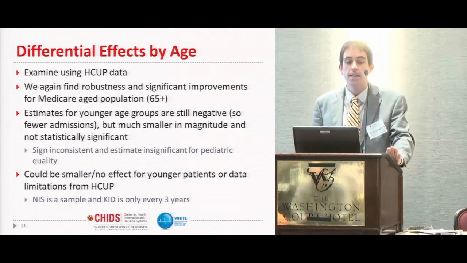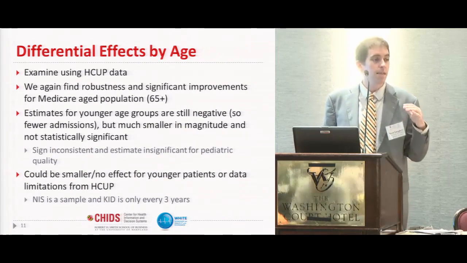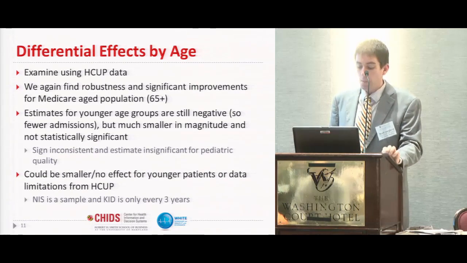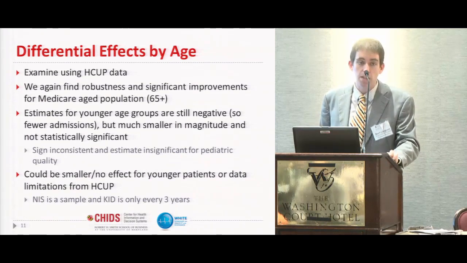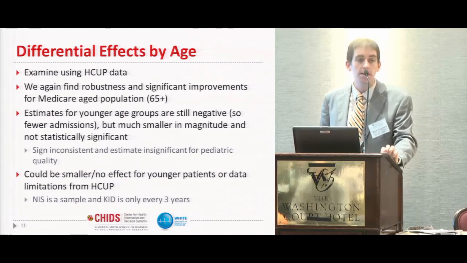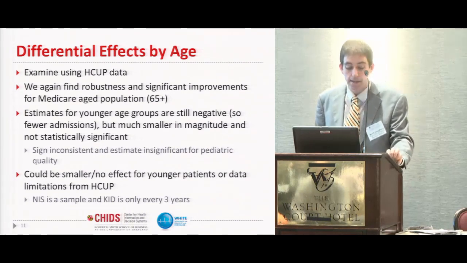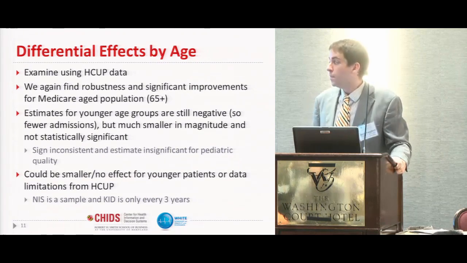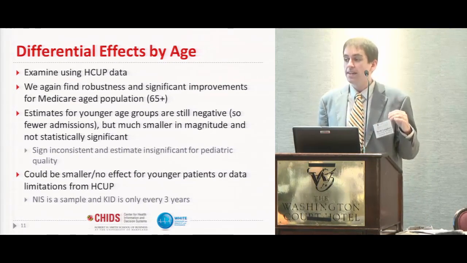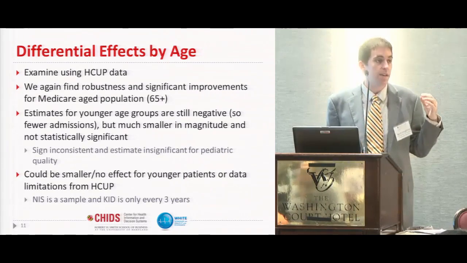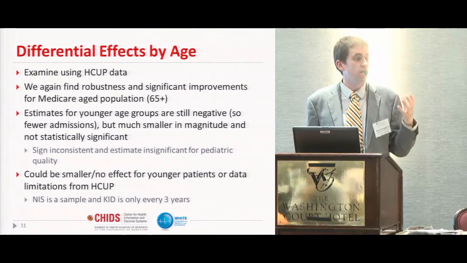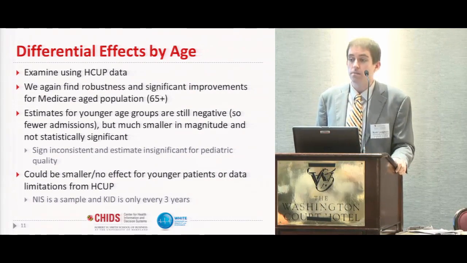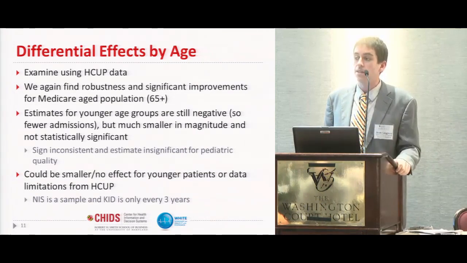But for younger adult patients in the NIS, the point estimates have the same sign, suggesting a reduction in ACS hospitalization, an improvement in quality of ambulatory care, but the magnitudes are much smaller, and the effects are not statistically significant. Also, we consider pediatric care using the KIDS inpatient database, and the signs of our estimates are inconsistent and statistically insignificant. So this is really an area for future research, how ambulatory health IT affects outcomes for people younger than 65, because these results that we found might suggest that the effects are really concentrated among the elderly, but it could also just result from data limitations in the HCUP data sets, which are not particularly conducive to this type of county-year level analysis.